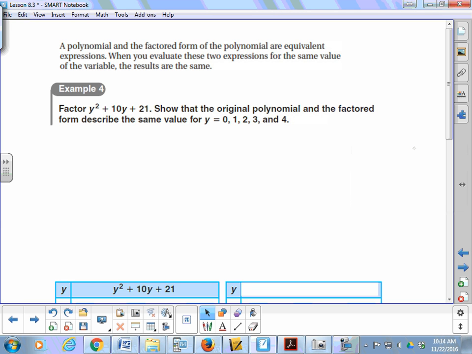Okay, so I'm just going to show you example 4. Example 4 is just a way to show that you factored correctly. Okay? And so a polynomial and the factored form of the polynomial are equivalent expressions. So when you evaluate these two expressions for the same value, then you should get the same results. All right? So here we have y squared plus 10y plus 21.